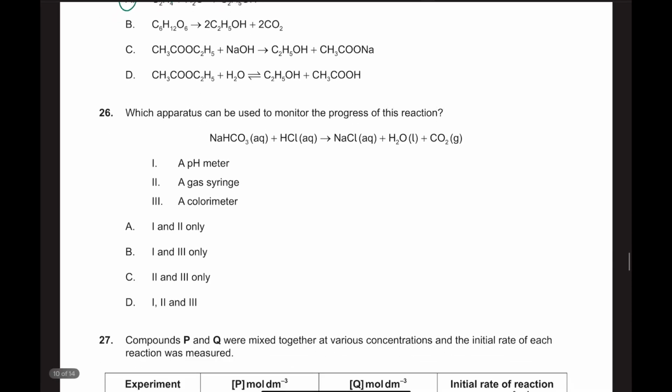Yeah. Next, which apparatus can be used to monitor the progress of the reaction? pH meter, yes, because it's a neutralization reaction, so pH will change. Gas syringe, yes, because CO2 gas is produced. Colorimeter, no, because there is literally no color change. Na2CO3, HCl, NaCl, H2O, CO2, everything is colorless, so there is no color change. The answer would be 1 and 2 only, which is option A.